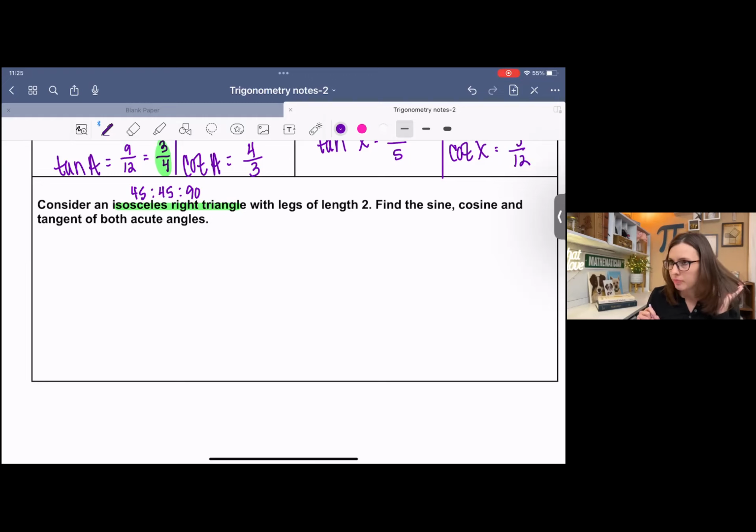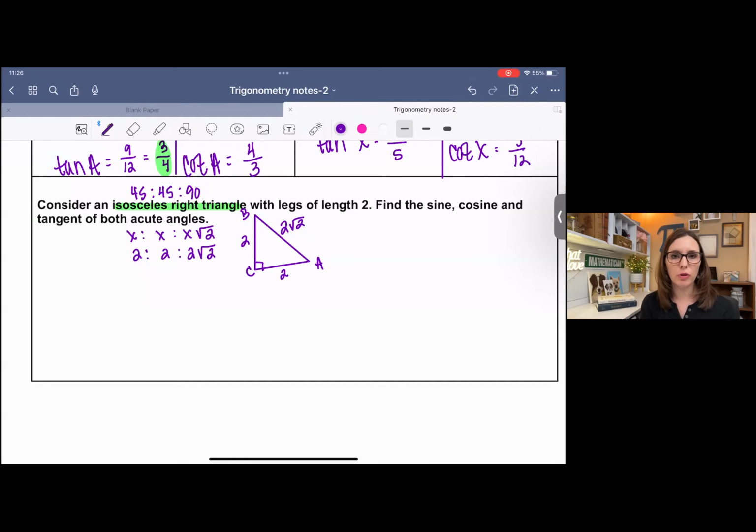Now, it does say both acute angles, but the angles are the same. So we're really only just doing like one problem. You don't have to do sine A, sine B, cosine A, cosine B, all those because they're the same. So if you just find one angle, you found the other one. But before we get started, we only have the legs, which means that we have to find the hypotenuse first. So go ahead and try to find the hypotenuse, pause it, try it, come back.